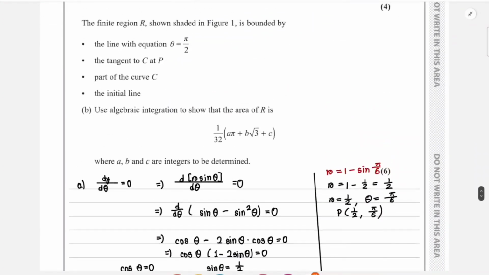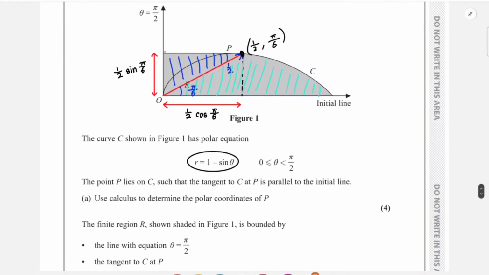We have to find the shaded area R. So I've done it in two colors. The cyan part we'll get from integrating the equation over here. However, the blue part you cannot get through integration, as this is just a triangle. You could do it by integration, but you'd have to turn this line into a polar equation. It would be pretty hectic.